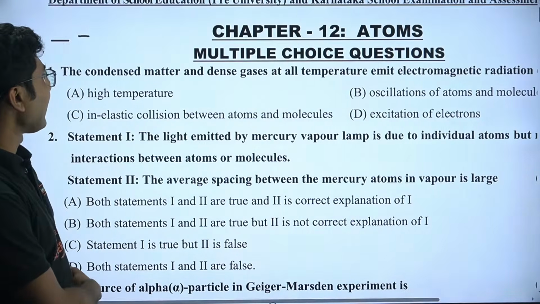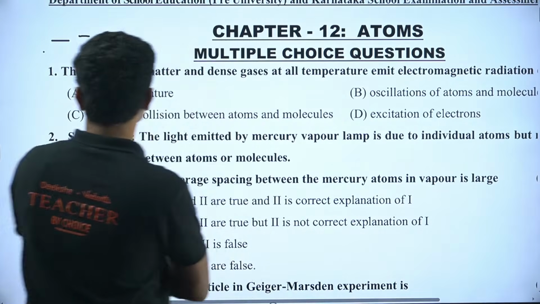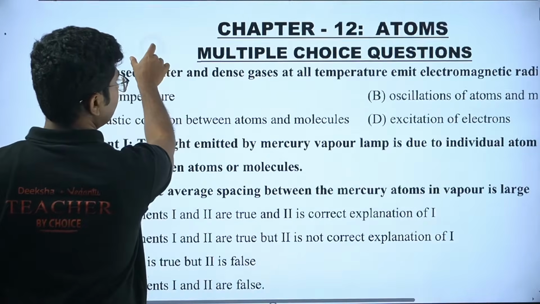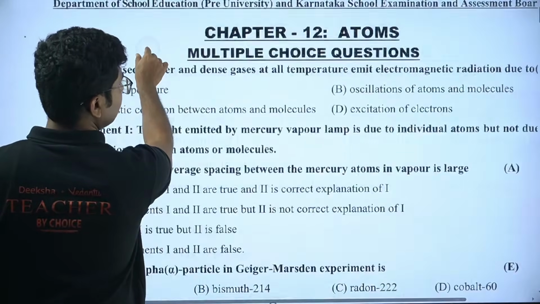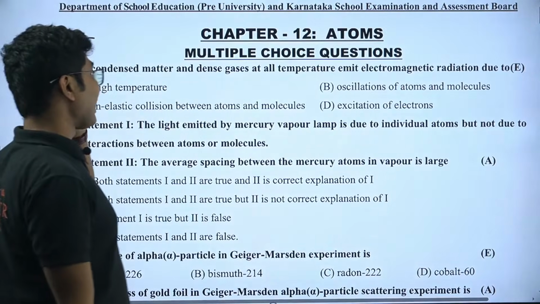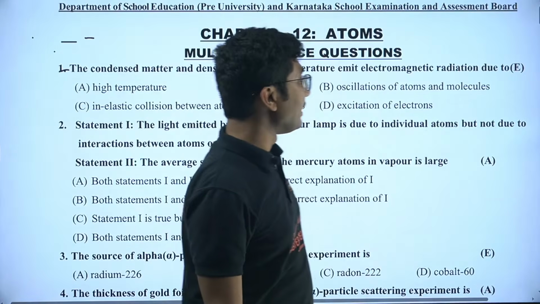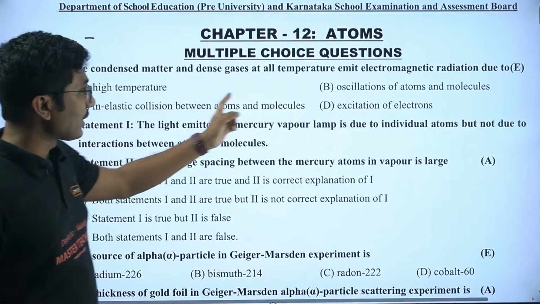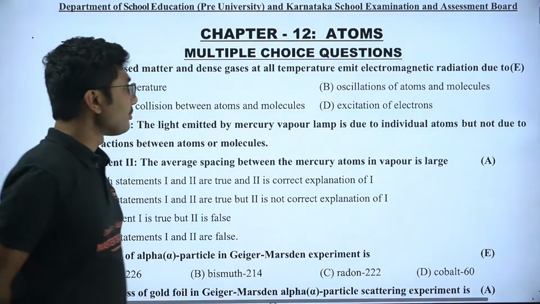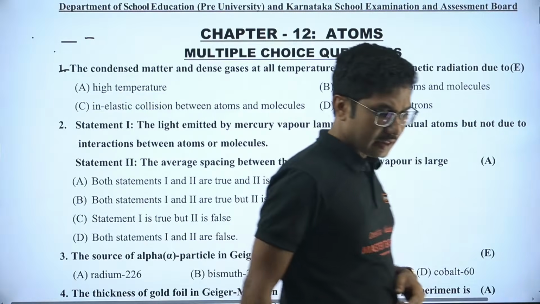So today we are solving question bank questions from the chapter atoms and nuclei. Condensed matter and dense gases at all temperatures emit electromagnetic radiation due to: high temperature, oscillations of atoms and molecules, inelastic collision between atoms and molecules, or excitation of electrons. Let's see who can answer this question.